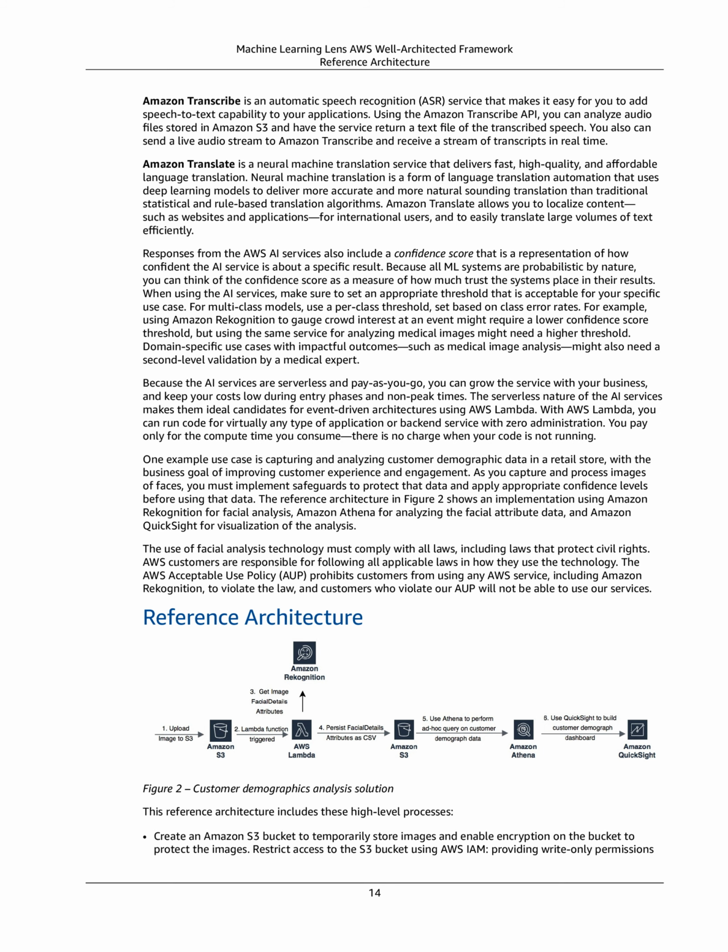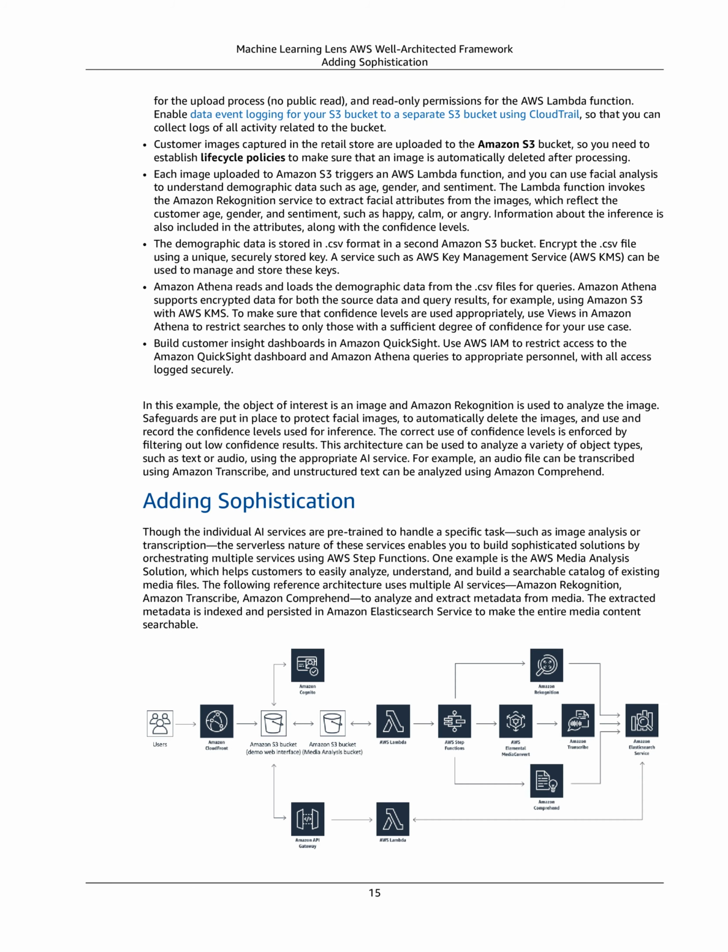Reference architecture. This reference architecture includes these high-level processes. Create an Amazon S3 bucket to temporarily store images and enable encryption on the bucket to protect the images. Restrict access to the S3 bucket using AWS IAM, providing write-only permissions for the upload process, no public read, and read-only permissions for the AWS Lambda function. Enable data event logging for your S3 bucket to a separate S3 bucket using CloudTrail, so that you can collect logs of all activity related to the bucket.